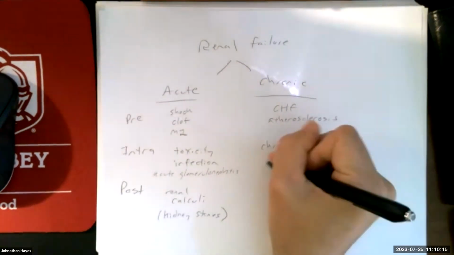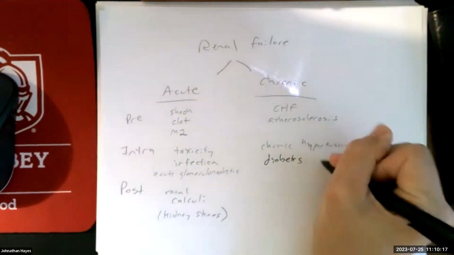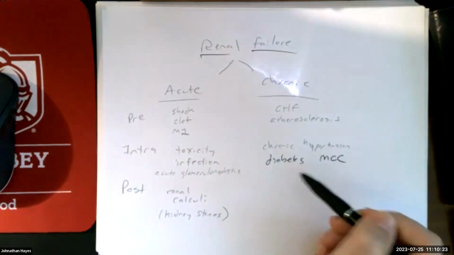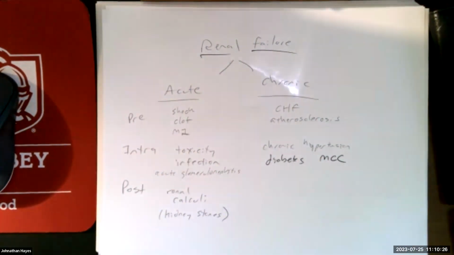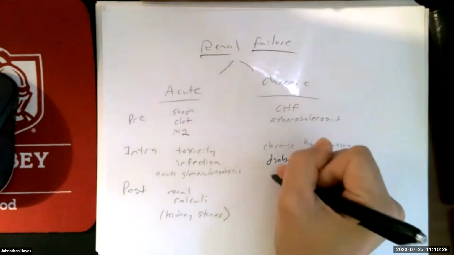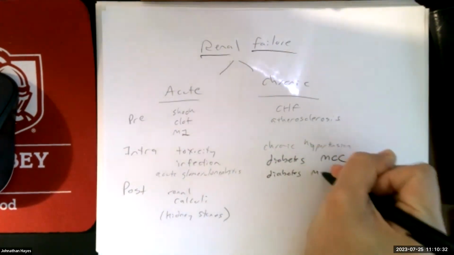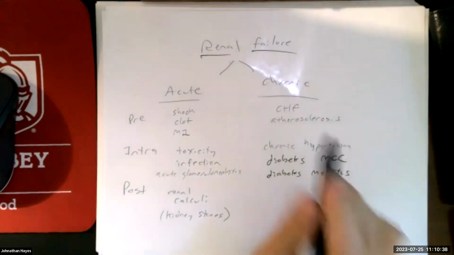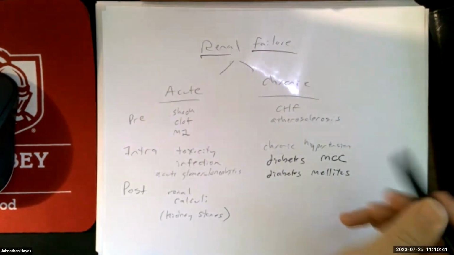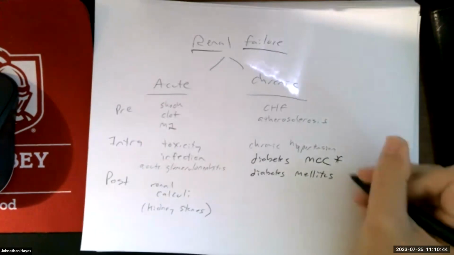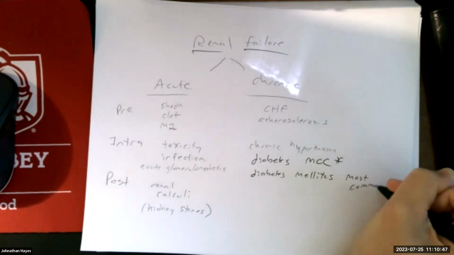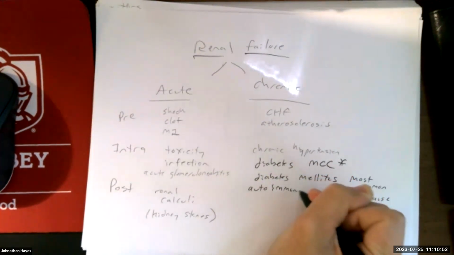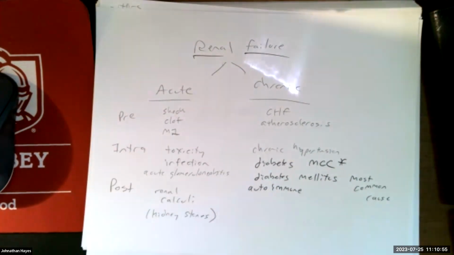But chronic hypertension, diabetes, and this is, again, the most common cause of renal failure, period, and it's the most common cause of chronic intrarenal failure. So diabetes mellitus, so not insipidus, but diabetes mellitus, the more famous of the two types of diabetes, the insulin diabetes, that's the most common cause of renal failure. So MCC just stands for most common cause. But you could also have autoimmune. So chronic glomerulonephritis is actually an autoimmune disease.